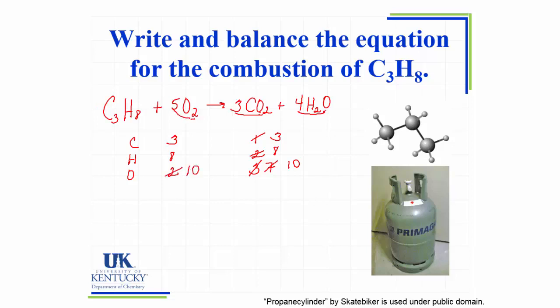Before I do anything else, I'm going to go back and double check. 3 carbons, 8 hydrogens, 10 oxygens, and then 6 plus 4 for a total of 10 oxygens. So whenever you balance the equation, always make sure that you go back and check at the end to make sure everything is truly balanced.